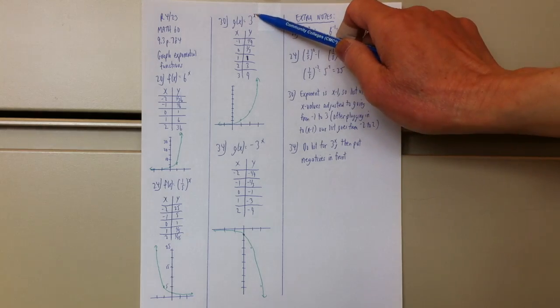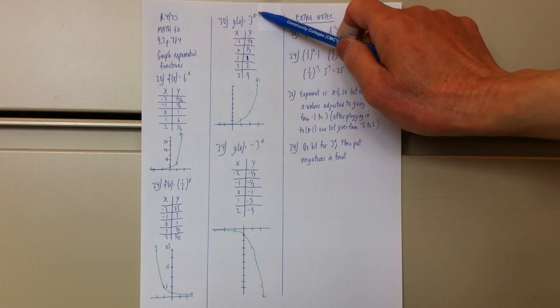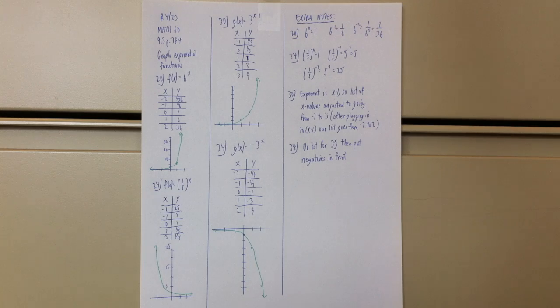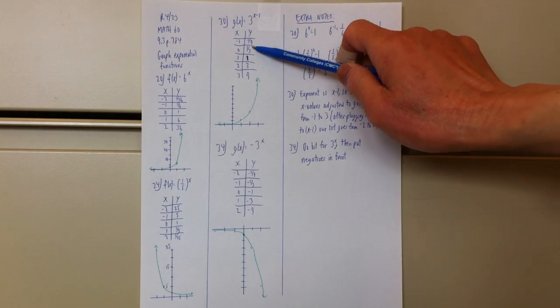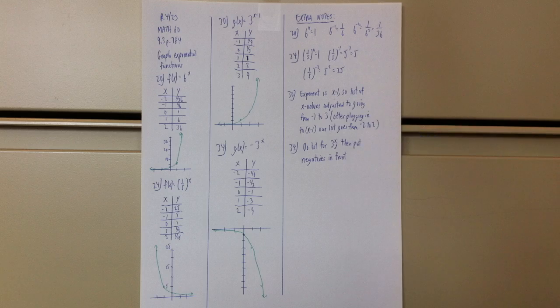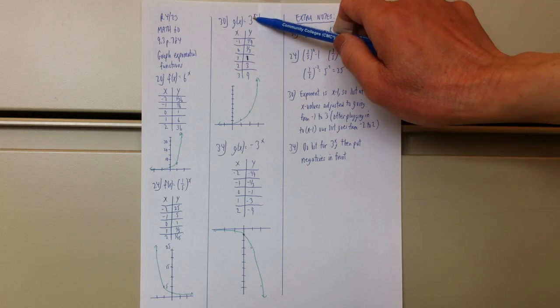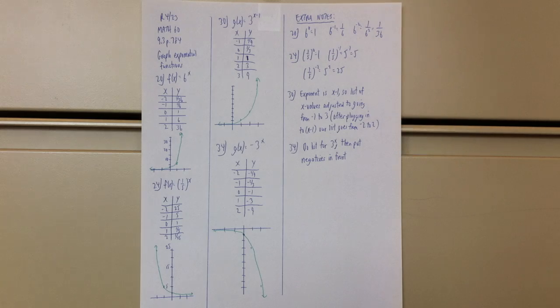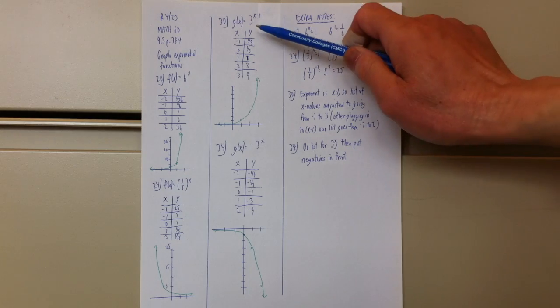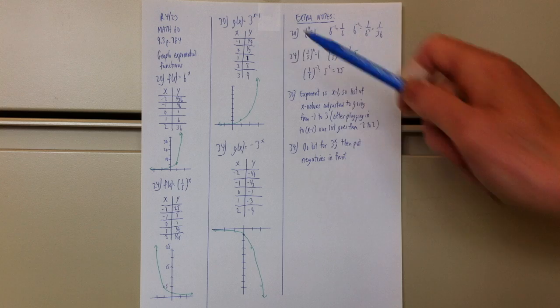Plug in 0, I'm doing 3 to the 0 minus 1, which is negative 1, so it's 3 to the negative 1. We know that means 1/3 by the rules over here. And if I plug in negative 1, I'm doing 3 to the negative 1 minus 1, which is negative 2, so 3 to the negative 2 means 1 over 3 squared, or 1/9.